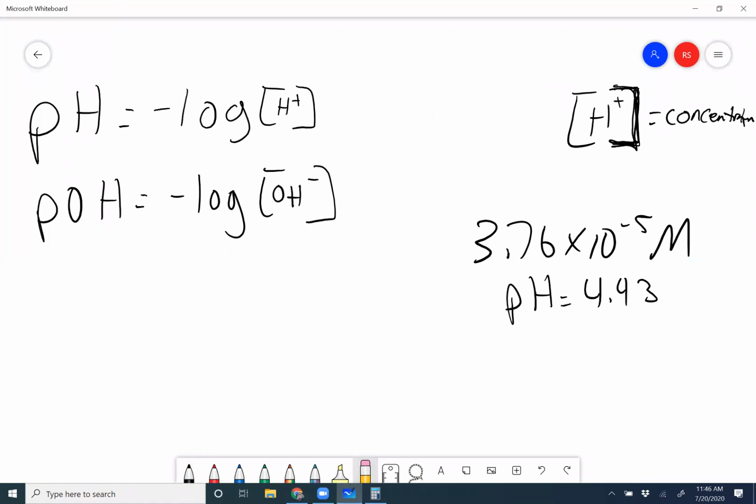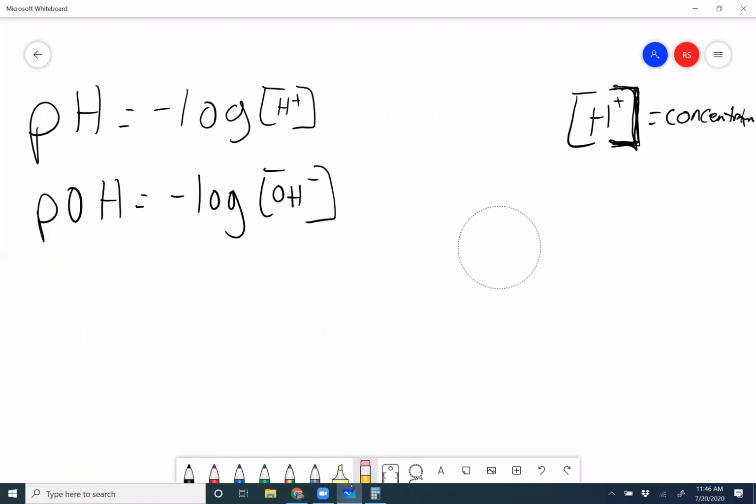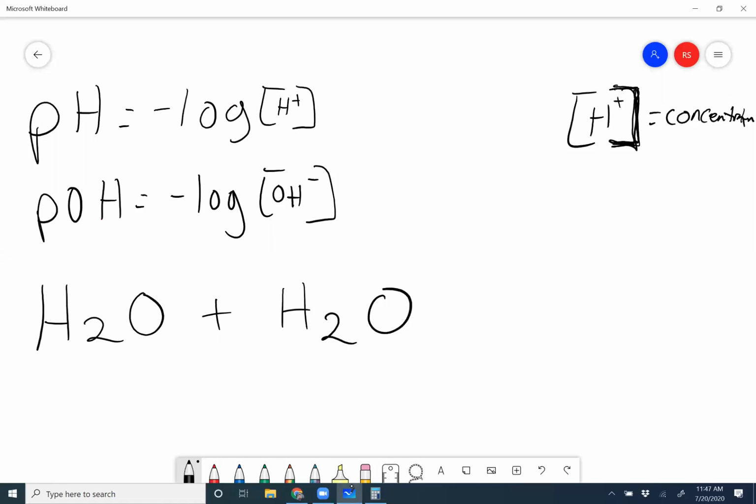Now, where does 14 come from? And the answer is what's called the self-ionization of water. So remember that Arrhenius said anything with H is an acid, anything with OH is a base. Well, if we rewrite this to look like this, then water is both acid and base.